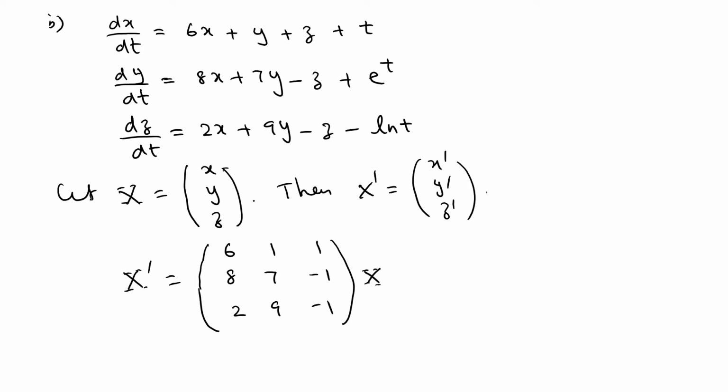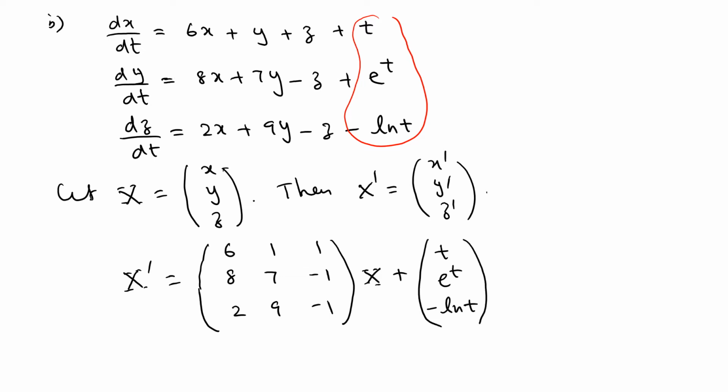So we can write it like that. Plus, you can see we have these extra non-homogeneous functions. So what we can do is write this as another vector. The first component is t, the second component is e to the t, and the third component is minus ln t. So we can write this as an extra vector. Good. So that is the system in matrix form. This is the A matrix, which is a 3 by 3 matrix that has only the constants.